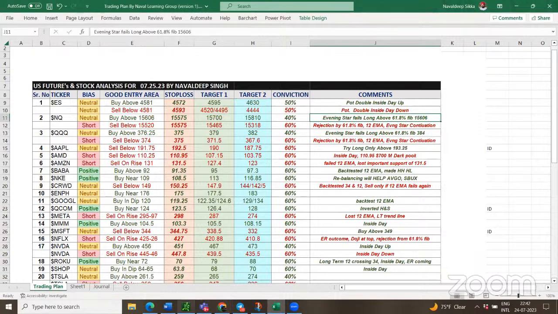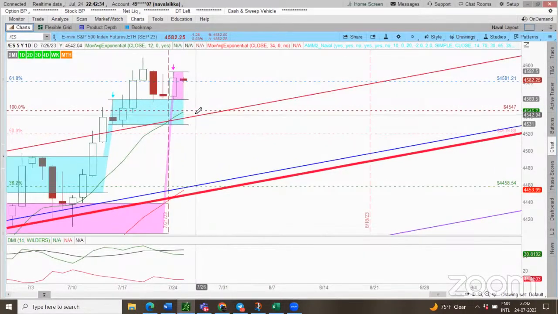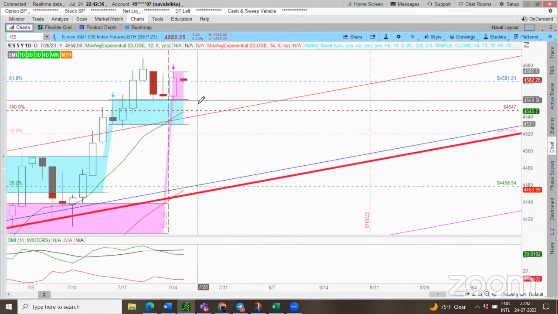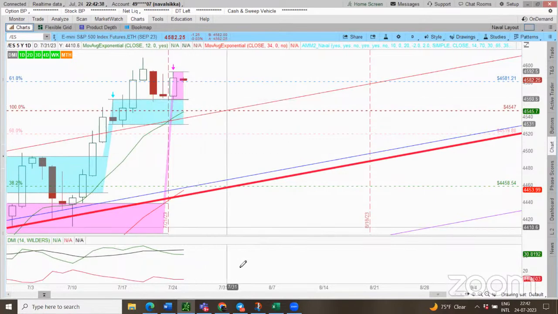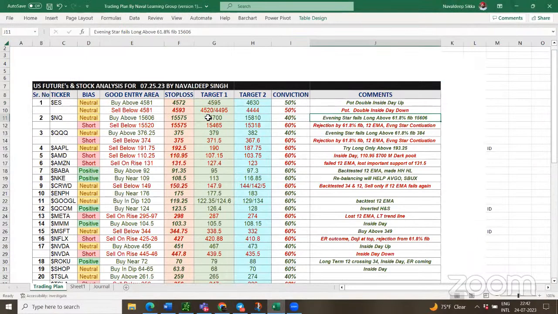On the short side, once we lose 45.72, 45.60, 45.45.